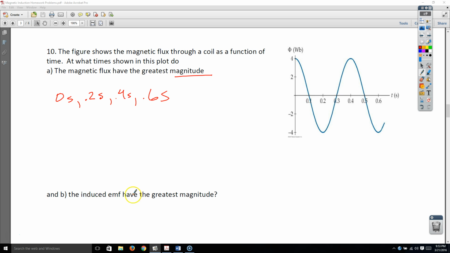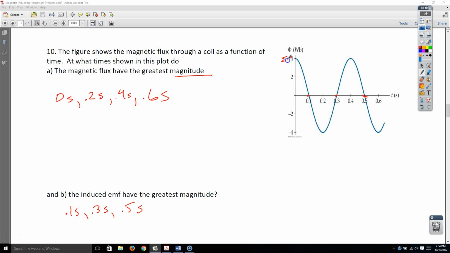And then the magnitude of, it says the induced EMF have the greatest magnitude. And this is where the flux is changing by the most amount. So that's where your slope is the steepest. So here this is going to be 0.1 seconds, 0.3 seconds, and 0.5 seconds. When the flux is 0. So here our flux is 0 right here, and right here, and that's when the induced EMF should have the greatest magnitude. The magnitude of the induced EMF is 0 actually when we have maximum amplitude.